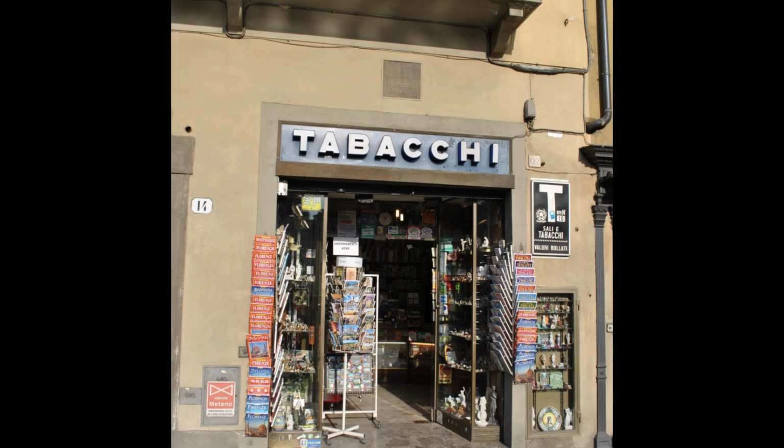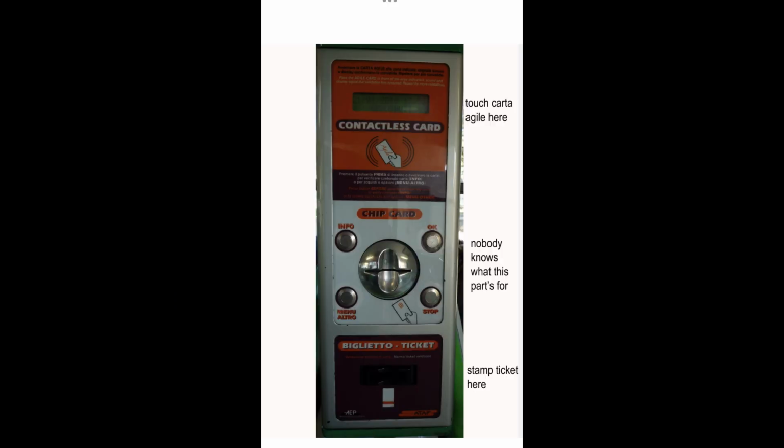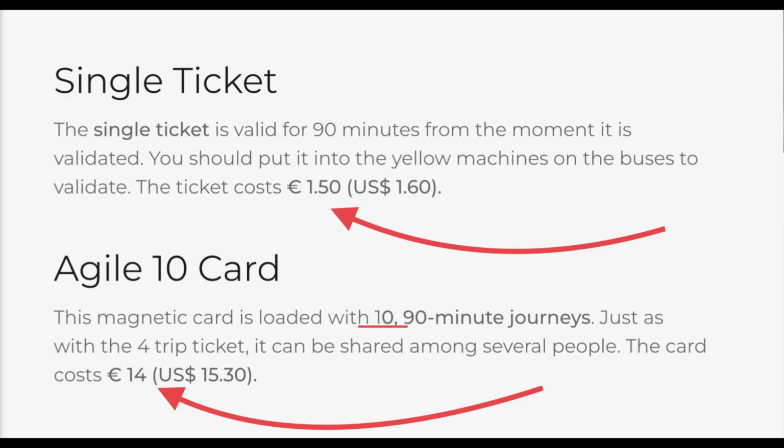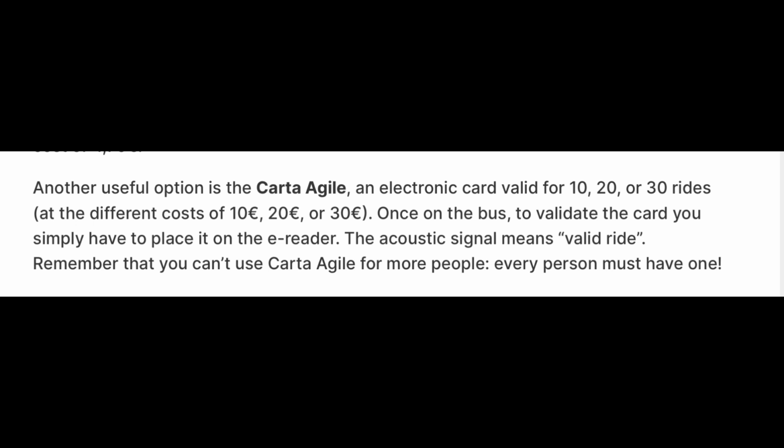I have to remind myself to get a ticket before I get on the bus and make sure I stamp it in the machine on the bus once I get on. A single ticket is €1.50, but there's also an electronic ticket card that can be loaded with 10 90-minute trips at a cost of €14 for a bit of a savings. And then further research I read said that there's a card that can be loaded with 10, 20, or 30 rides for 10, 20, or 30 euro. As long as I don't lose it, that might be my best option.